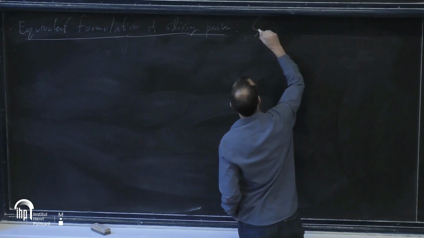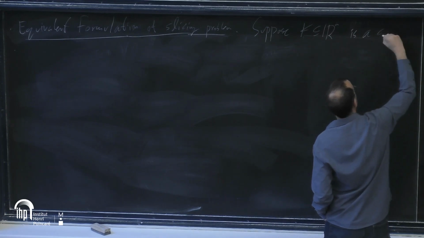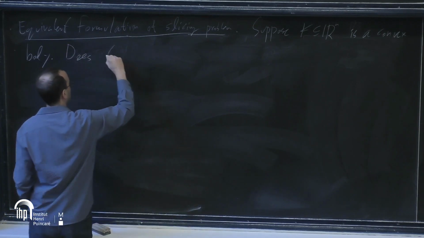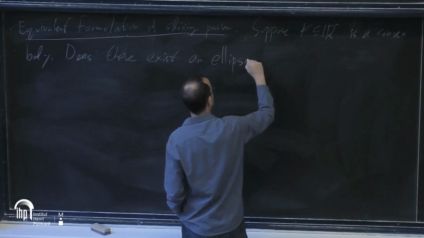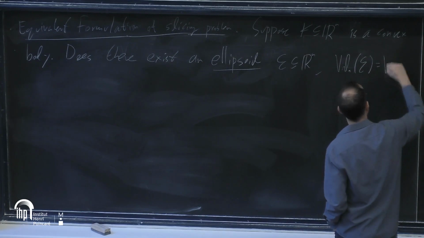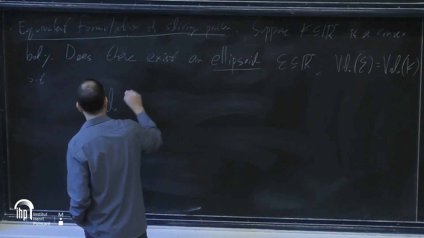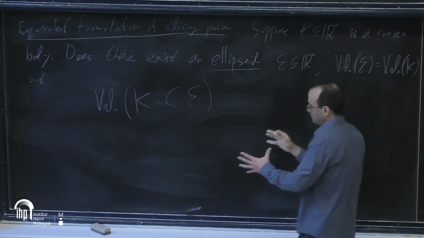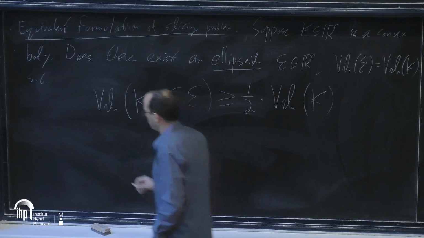Suppose that K is a convex body. Does there exist an ellipsoid E of the same volume such that, if I look at K intersected with a slightly enlarged ellipsoid, dilated by a universal constant C, it should be at least 1/2 of the total volume, where C is a universal constant?